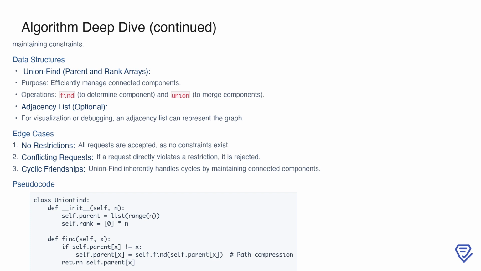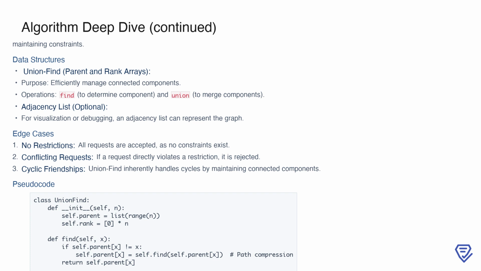There are several edge cases to consider. For instance, if there are no restrictions, we can confidently accept all friend requests as no constraints exist. On the other hand, conflicting requests arise when accepting a request would directly violate a restriction, resulting in rejection.